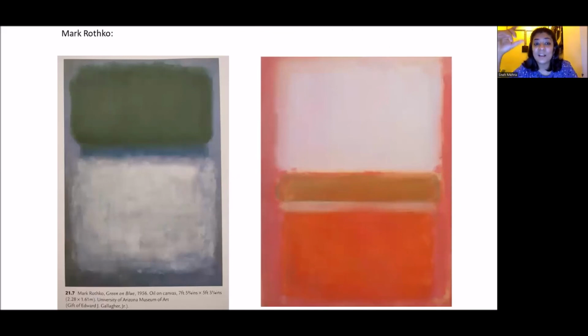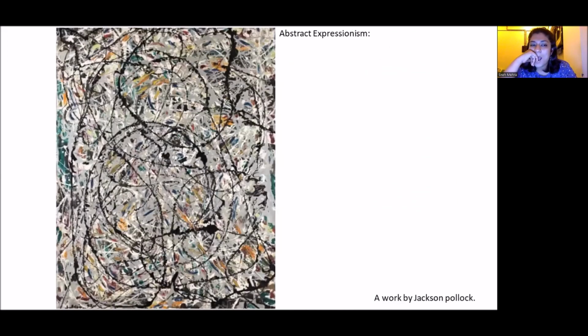So again, this is color field. Just imagine, if you see this work, it's a very big work. You just look at it, and you feel like you are inside that white space. It's a very therapeutic feeling, which you will not get from this picture. It's an experience altogether.